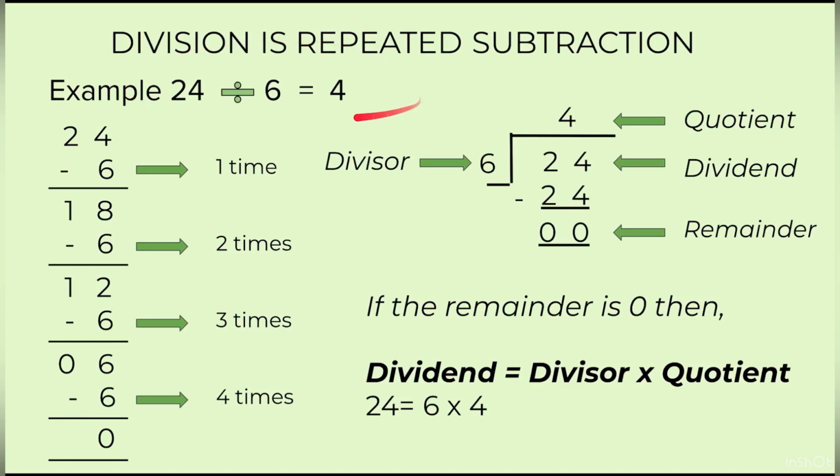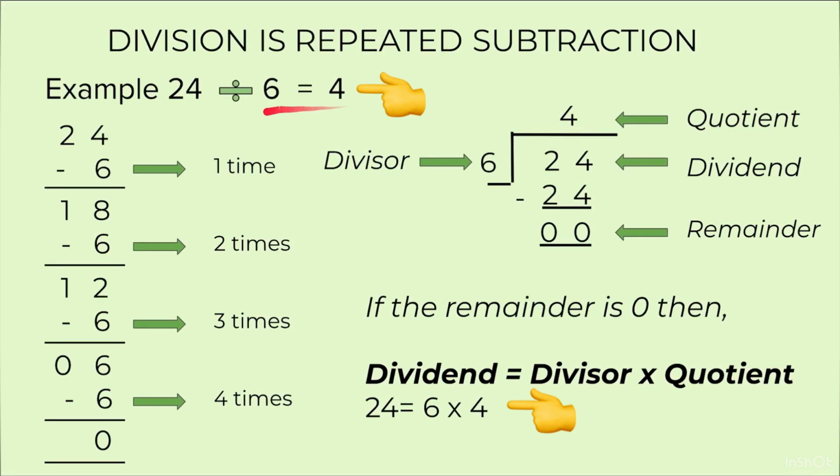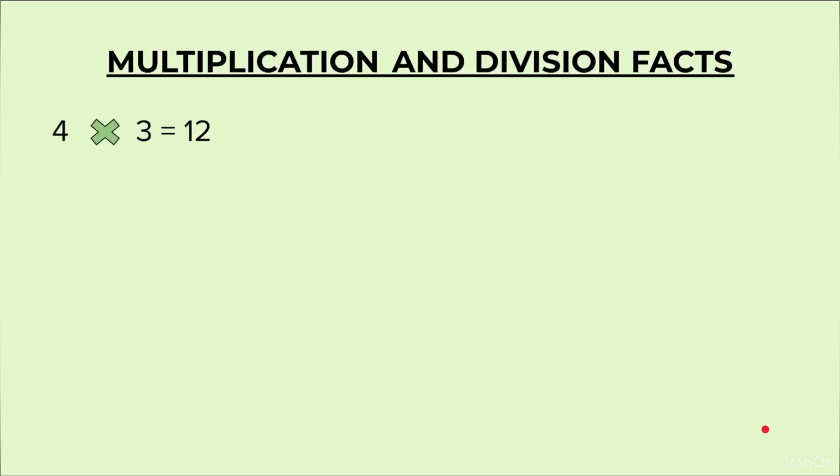Now can you see here 24 divided by 6 is equal to 4, and we have got 24 is equal to 6 into 4. So this is how with the same numbers we have written in the form of multiplication and in the form of division. Now this shows you the relation between multiplication and division. 24 divided by 6 is equal to 4 is known as the division fact, and 24 is equal to 6 into 4 is known as the multiplication fact. Now that we know what multiplication facts and division facts are, let us see the relationship between multiplication and division. We will start with multiplication.